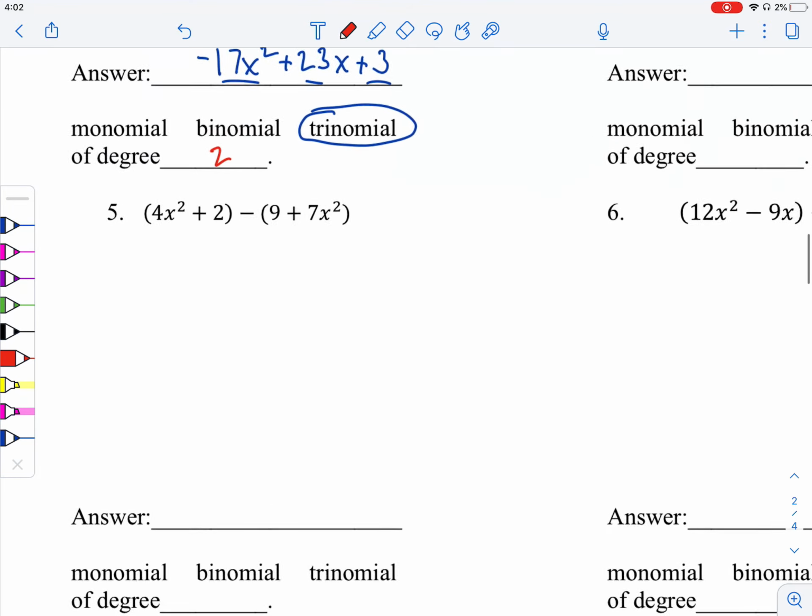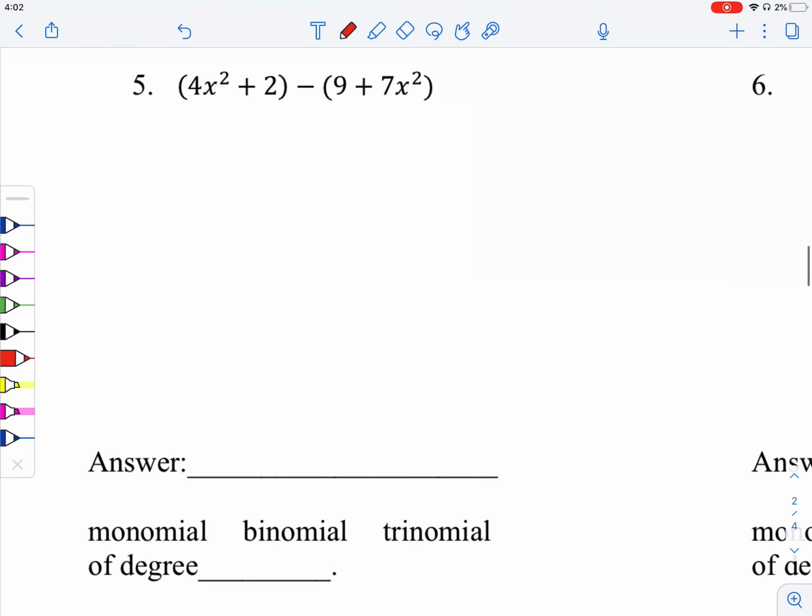Okay, let's do number 5. Same thing, it's a negative, so we distribute it. So negative 1, distribute that, we get negative 9. Negative 1 times 7x squared, we get negative 7x squared. All right, we're just flipping our signs. Then we line them up vertically. So 4x squared comes first. We don't have an x, so we have a 2, so positive 2 as our number.